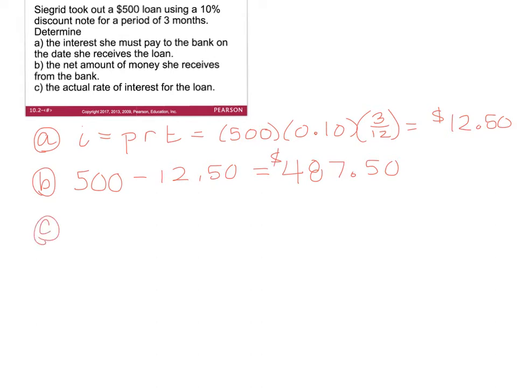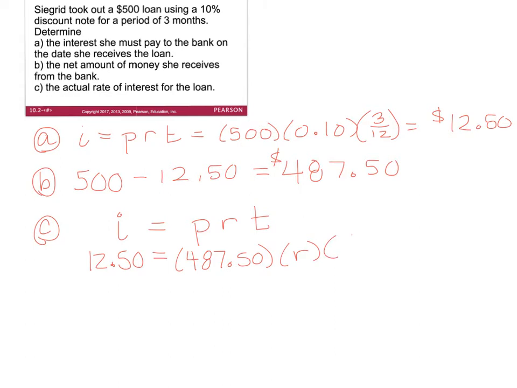Now, question C seems weird. It says, what's the actual interest rate for the loan? Again, it seems odd because you're like, well, they told me the interest rate. The interest rate was 10%. No, that's not true. If you use your formula, I equals PRT, we can fill in everything that we know. We know how much she actually paid in interest. She actually paid $12.50. But her principal is not really $500 because that's not how much money she actually received. She actually only received $487.50, which means we really don't know the interest rate.